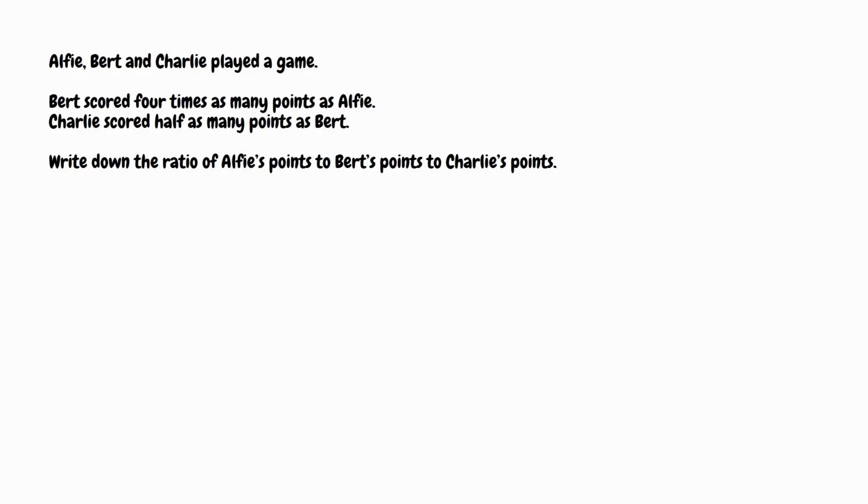So for our first question, we have Alfie, Bert and Charlie played a game. Bert scored 4 times as many points as Alfie, and Charlie scored half as many points as Bert. We need to write down the ratios of Alfie's points to Bert's points to Charlie's points. So we're going to end up with a ratio that includes Alfie's points to Bert's points to Charlie's points.